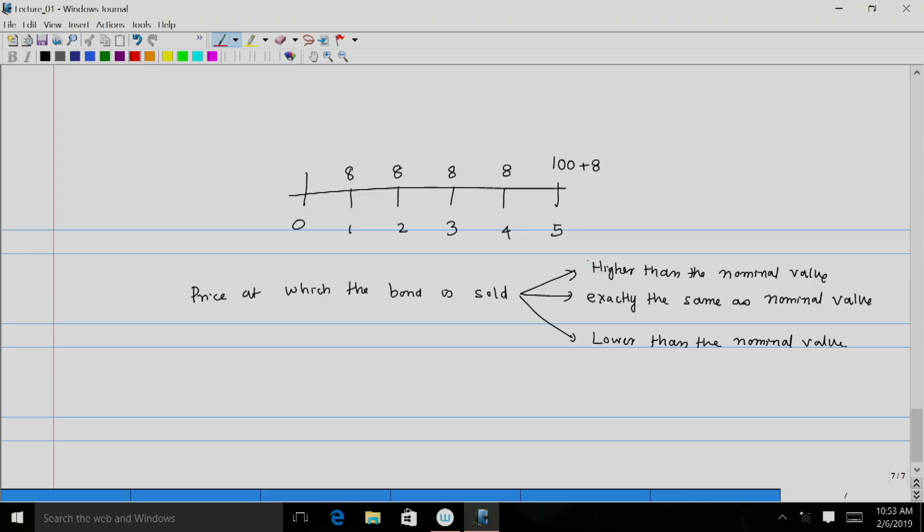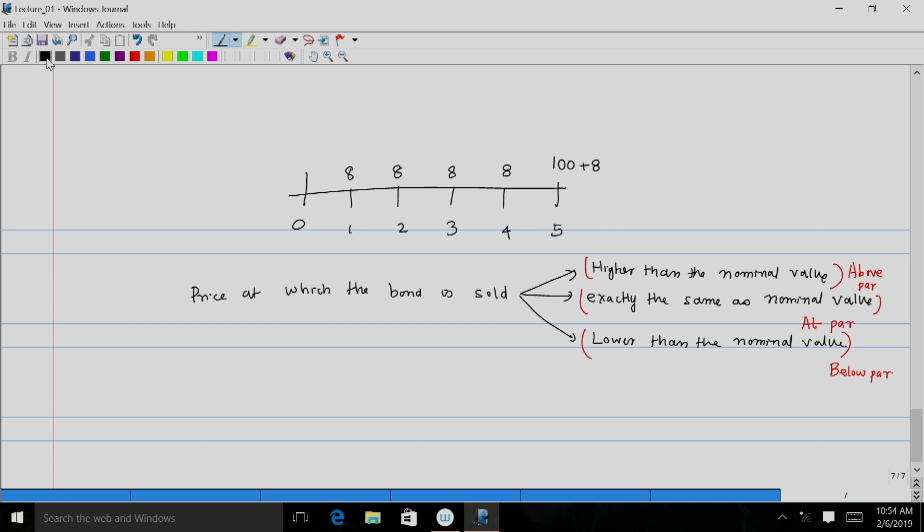So, we must understand the distinction between the price and the nominal value. Price is the amount that you pay to the bank or the debtor at the initial time point, and nominal value, as I mentioned before, is the amount that you receive at maturity. Now, if this price, 100 in our example, is higher than the nominal value, we say that the bond is selling above par. If it is lower than the nominal value, we say that the bond is selling below par, and if it is exactly the same as the nominal value, then we say that it is at par.